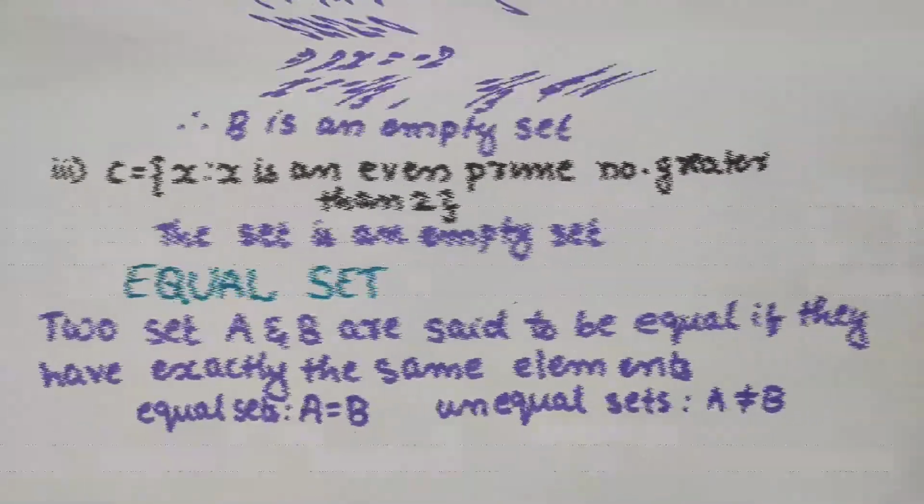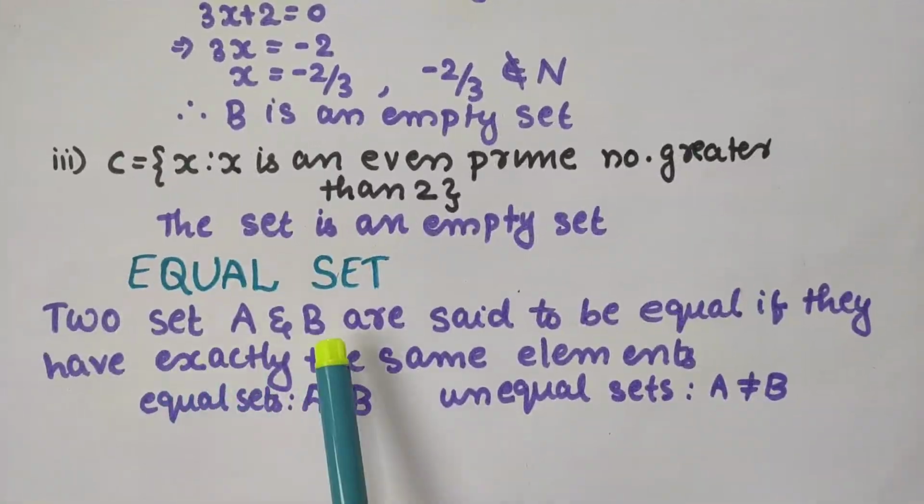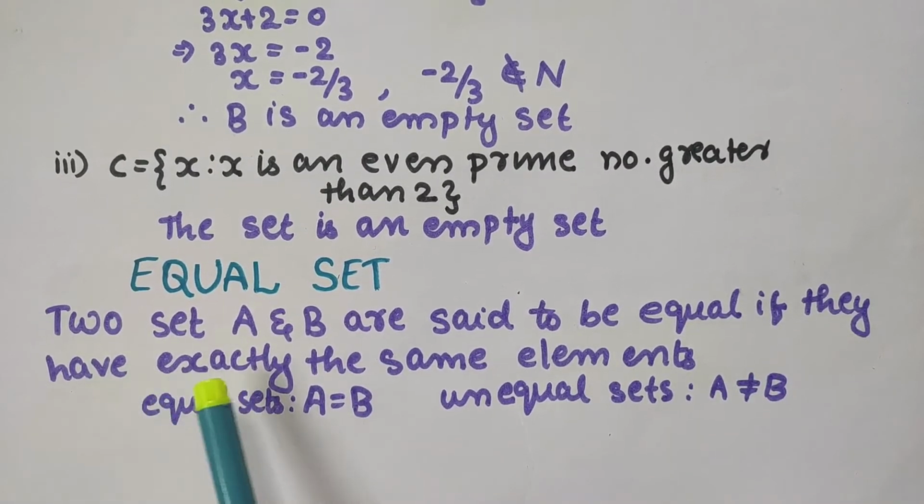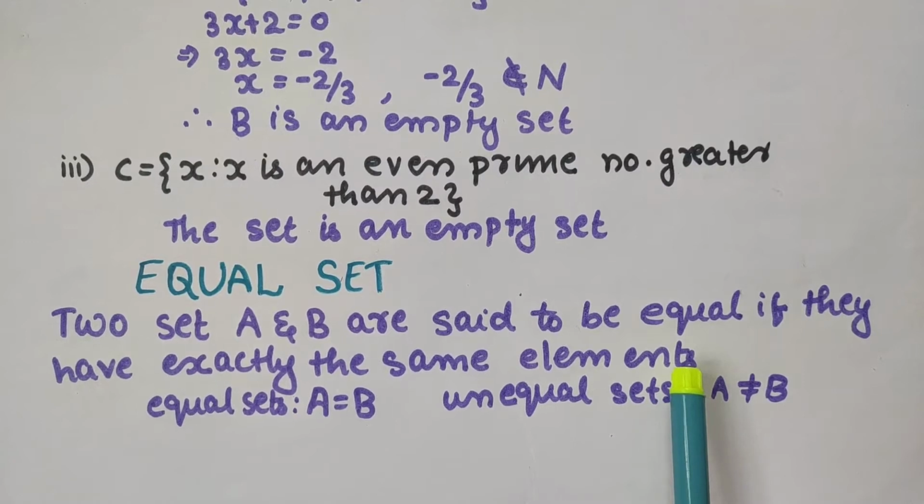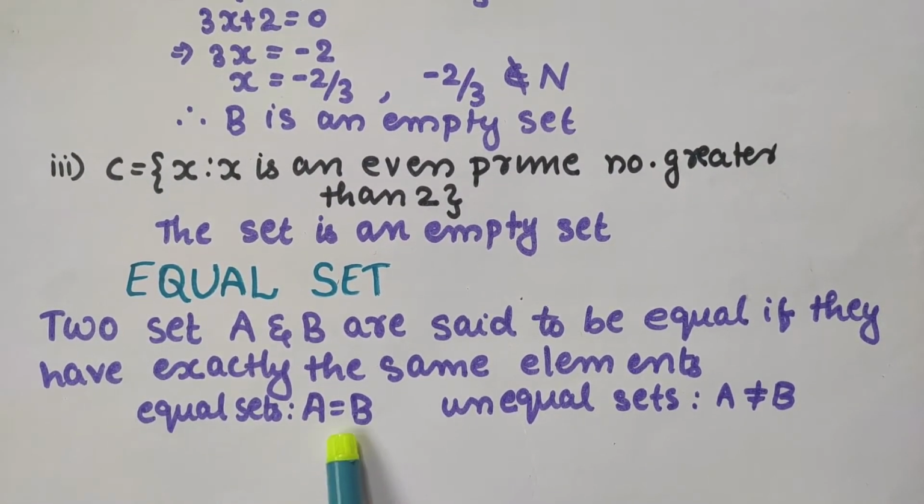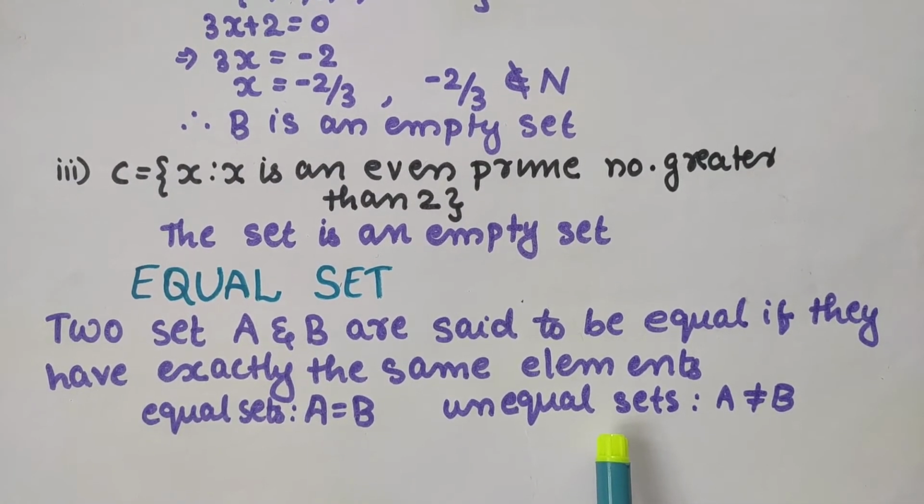Next, let's discuss equal set. Two sets A and B are said to be equal if they have exactly the same elements. If two sets A and B are equal, we can denote it as A equal to B. If they are unequal, we can denote it like this.